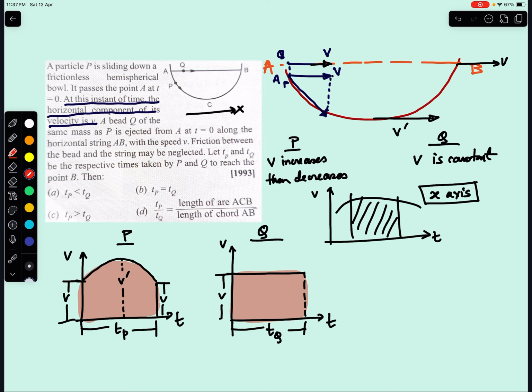So obviously from here you see that v increases, so T_P should be lesser than T_Q if it has the same area, because the other things are same. This is same, but this velocity has increased, so a lesser time is needed. And here v is constant, it's flat v. So therefore obviously, as the area under the curve is same in both cases, T_P is less than T_Q.